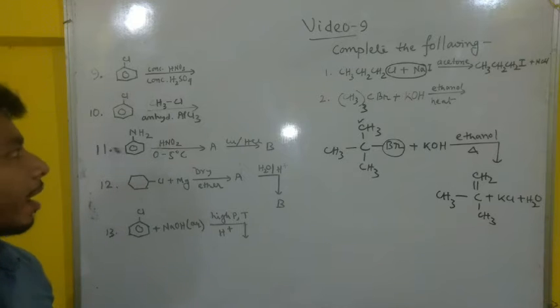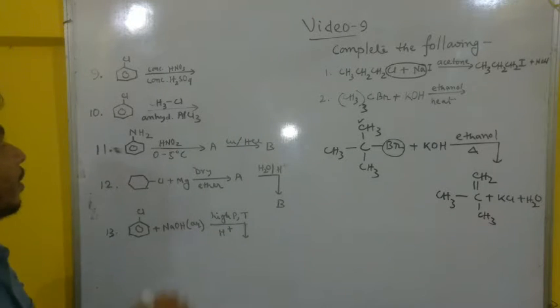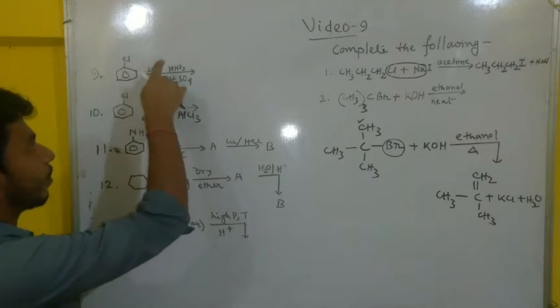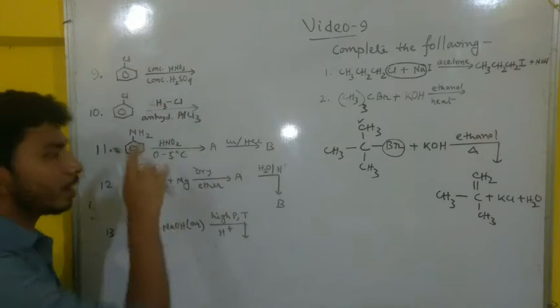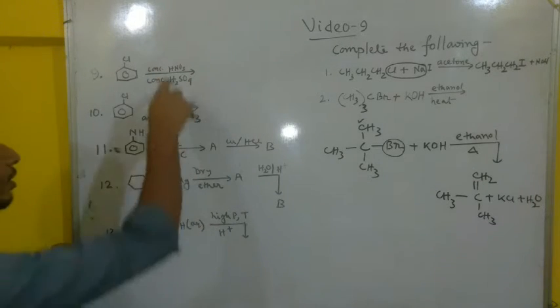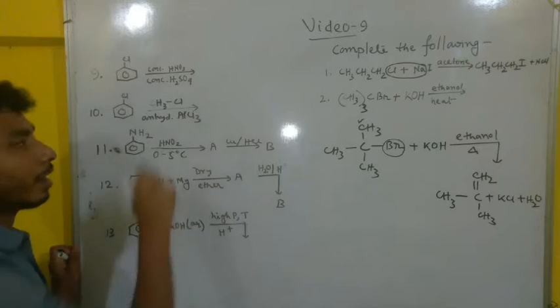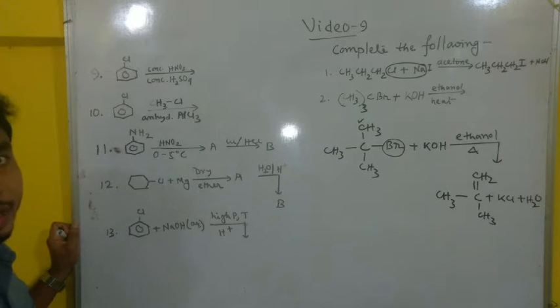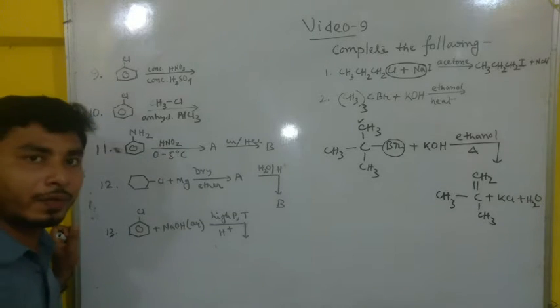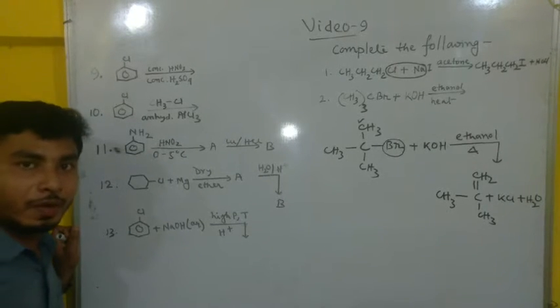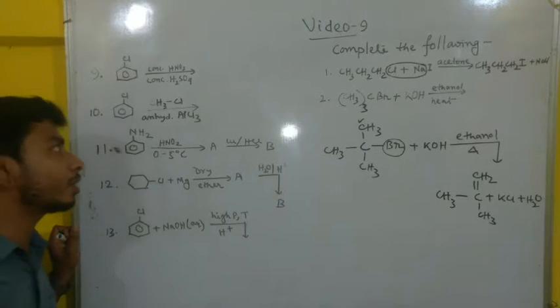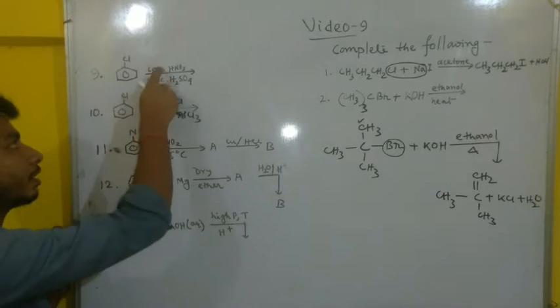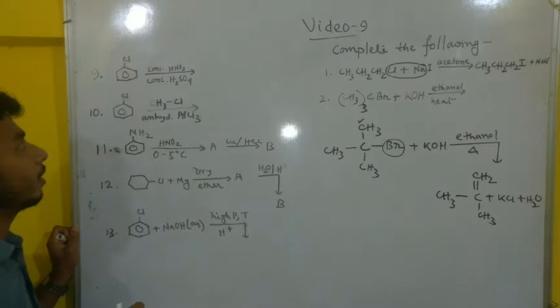Now reaction number 9. Chlorobenzene with concentrated nitric acid and concentrated sulfuric acid. So these are the reagents for the nitration reaction, that is an electrophilic reaction. We have discussed the electrophilic reaction. In electrophilic reactions of chlorobenzene, one reaction is the nitration reaction. This is the nitration mixture.